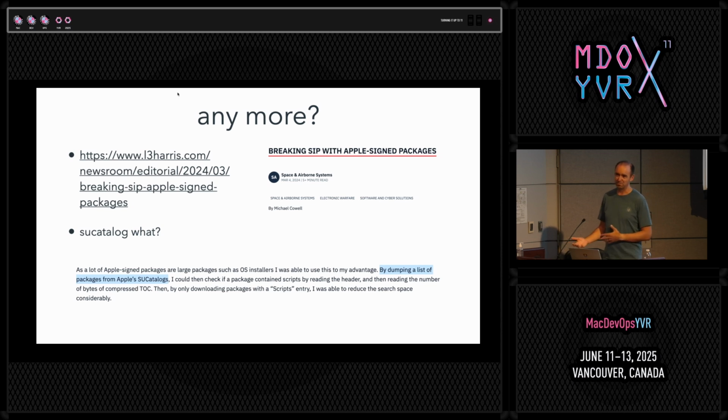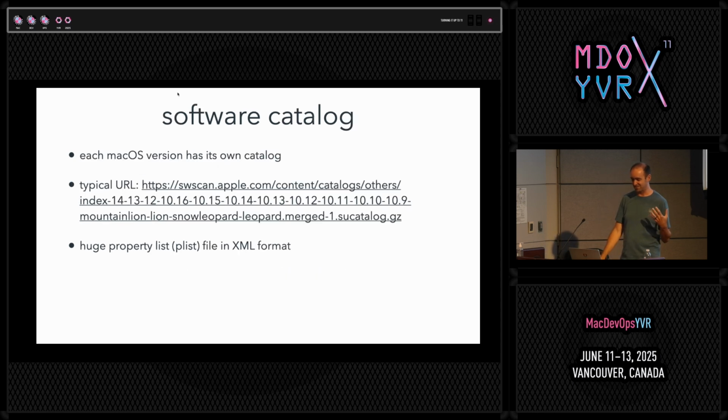Until last year, I read a blog post about someone doing very similar research to what I did. Michael Cowell basically analyzed the entire software catalog looking for vulnerabilities. And he was writing a sentence about dumping a list of packages from Apple's software catalog. And I was like, what the hell is that? Probably many of you actually know that because it's more known in the sysadmin community, but I didn't know about it. So it turns out it's a software catalog containing a whole lot of Apple packages that you can download and install.